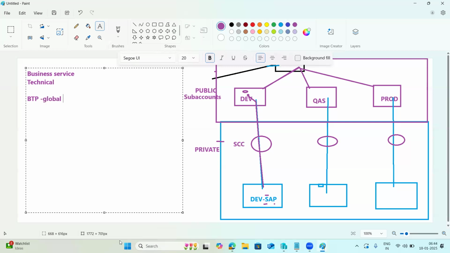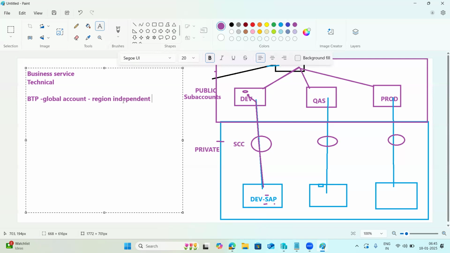So the BTP global account is not region dependent. There is a region concept here. Sub accounts are region dependent, but global accounts are region independent. So there is only one access, one URL for anyone to access the BTP global accounts, but sub accounts are region dependent. Sub accounts, I will explain later how they are region dependent. There is no dependency on the regions for global accounts here.